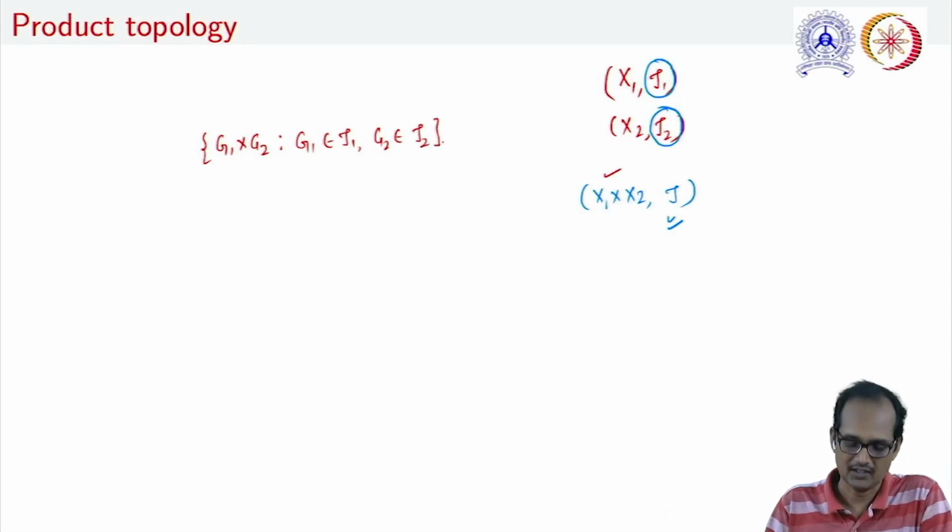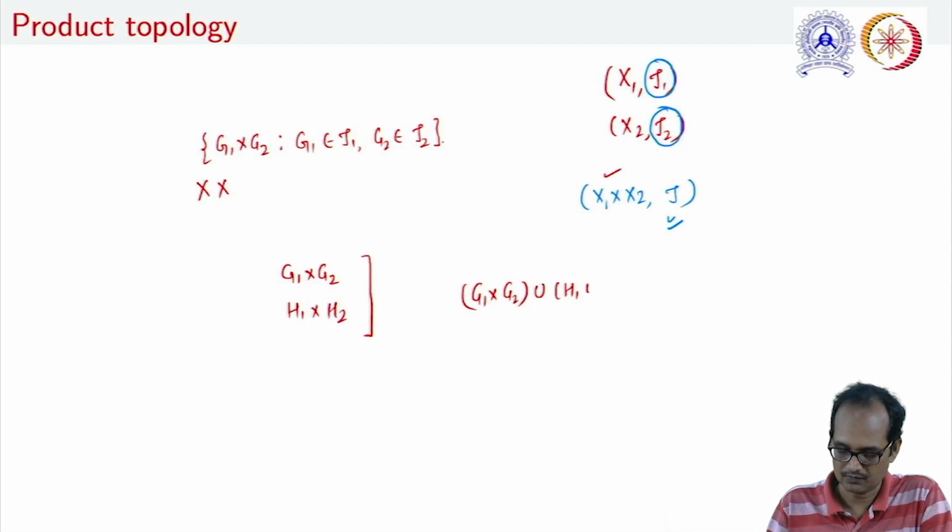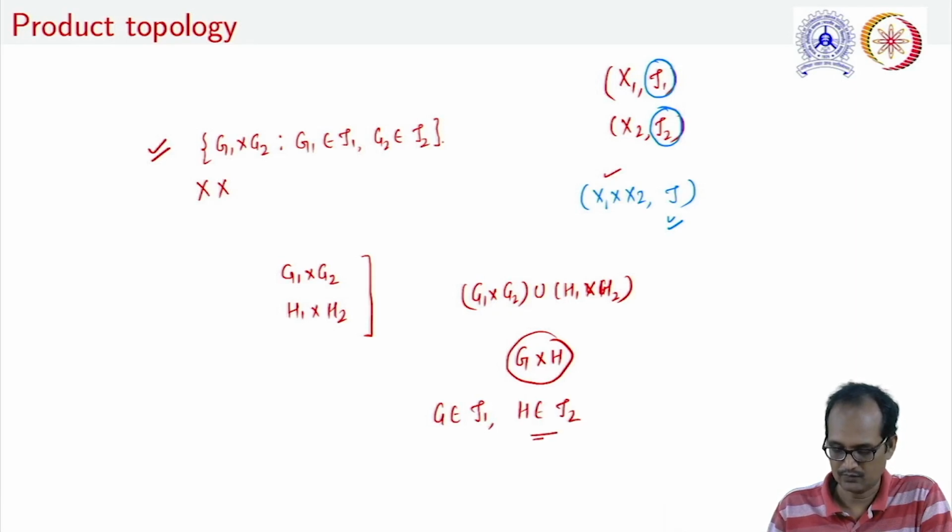But the problem here is that it may not be a topology, because if we take two sets in this collection, the first one G1 cross G2 and the second one H1 cross H2, the problem is if we take their union, that is G1 cross G2 union H1 cross H2, it may not belong to this collection because it may not be expressed in the form of G cross H, where G belongs to tau 1 and H belongs to tau 2.